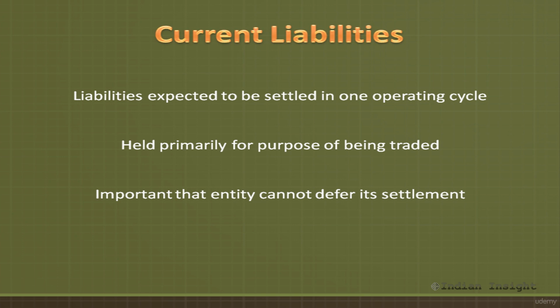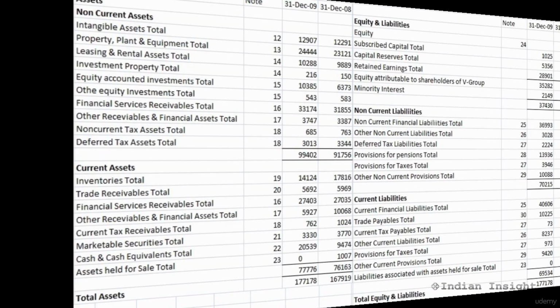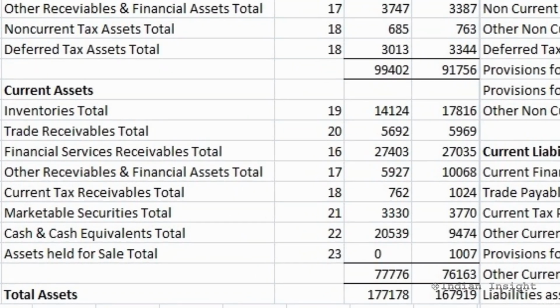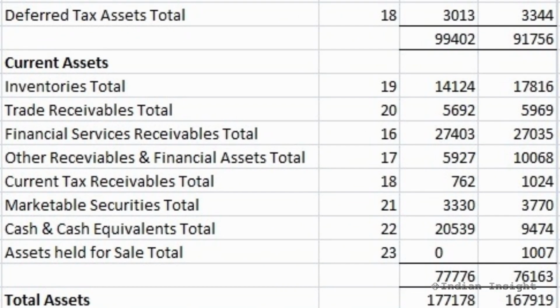Also, if a liability is a current liability, the entity should not have an unconditional right to defer its settlement by more than 1 year. Now let's look at the common classifications under current assets. First of these is cash and cash equivalents. Now here cash equivalents are highly liquid, short-term investments that are close to maturity. These are essentially financial assets which are reported at fair value.